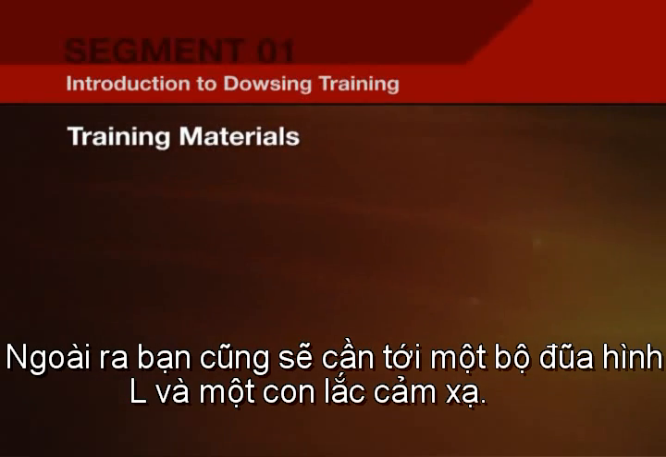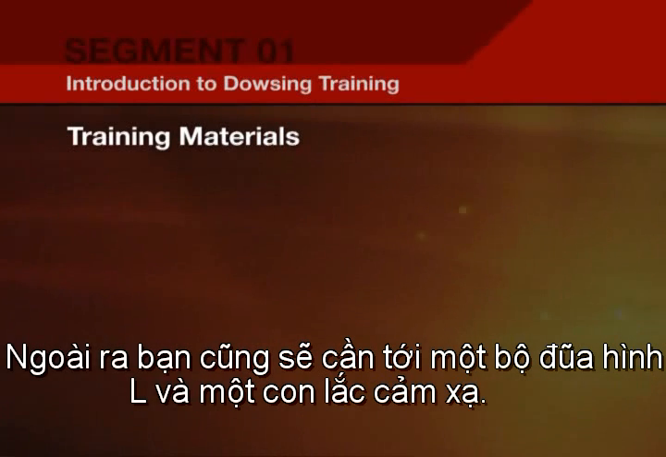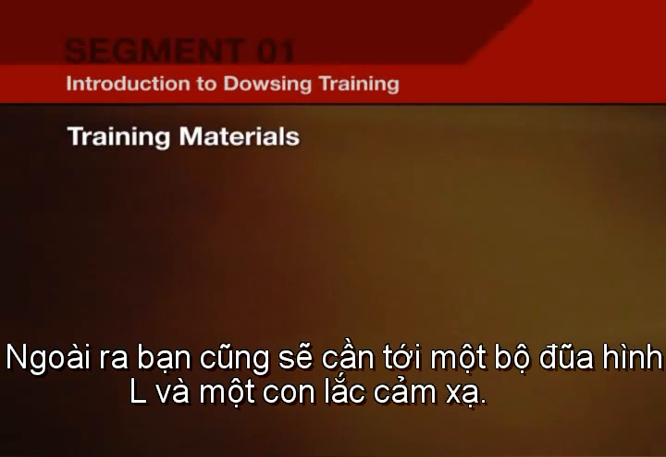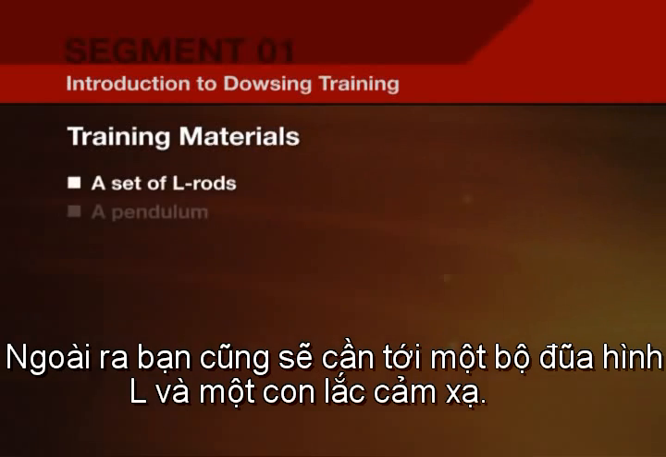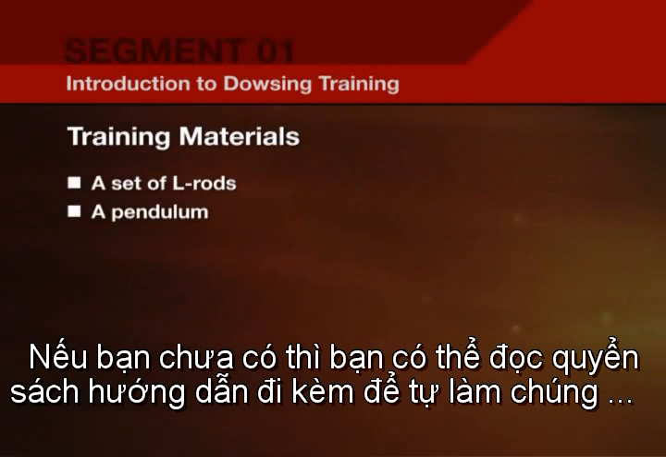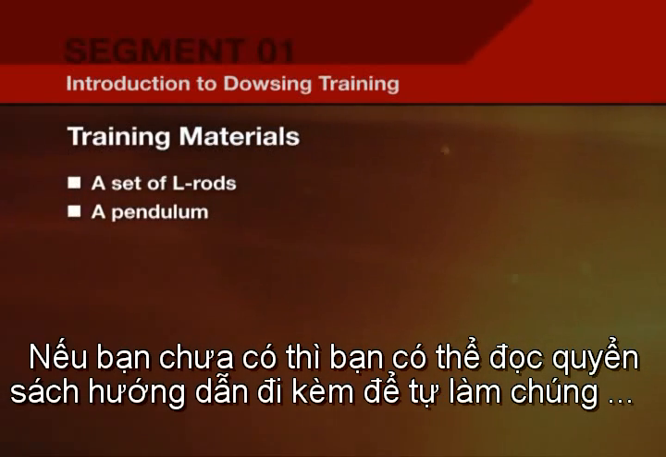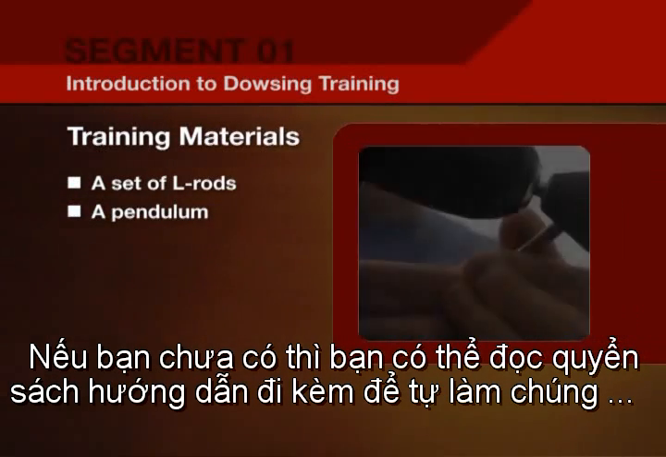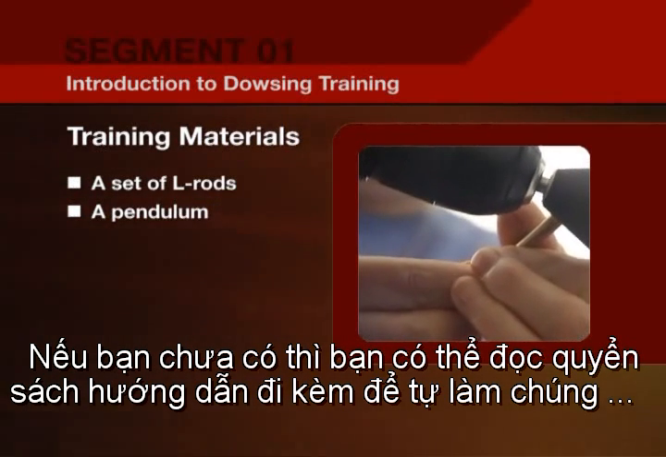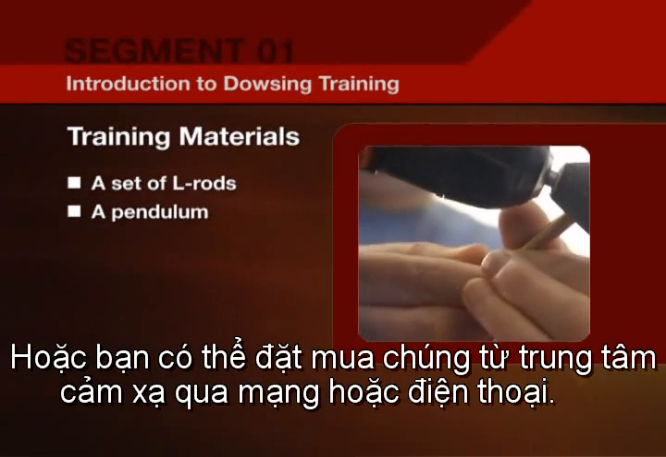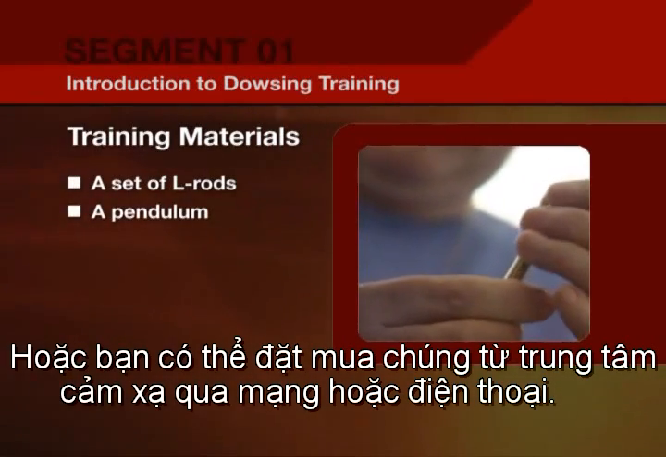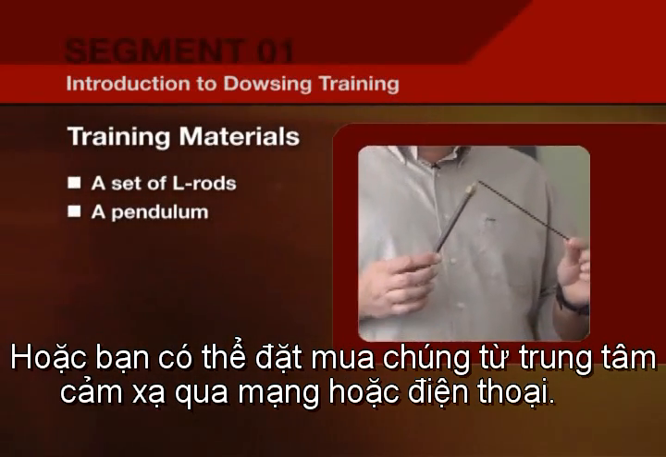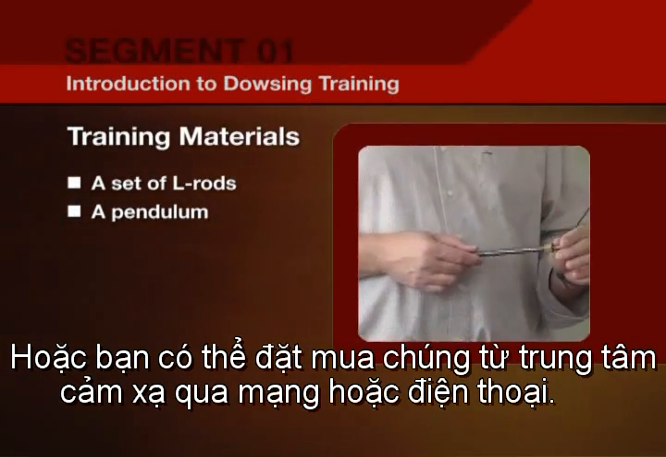In addition to printing out or manually creating one copy of each templates package, the following materials will also be required. First, you will need a set of L-rods and a pendulum. As with most students just beginning their dowsing training, you may not have these tools readily available. If you do not have a set of dowsing L-rods or a pendulum in your possession, please refer to the manual included in the Learn Dowsing training set for instructions to either make your own or order them through a secure online retailer.